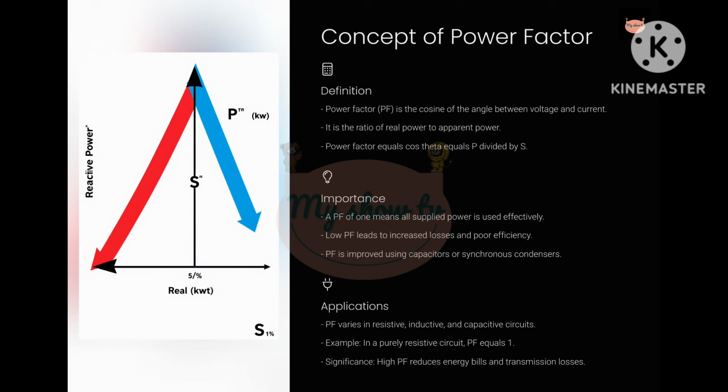For example, in a pure resistive circuit, power factor is 1. In inductive circuits like motors, current lags voltage and power factor is less than 1. Power factor is crucial in industries because a low power factor leads to higher current, more losses, and larger electricity bills. It can be improved by using power factor correction devices like capacitors or synchronous condensers, which help bring the power factor closer to 1.